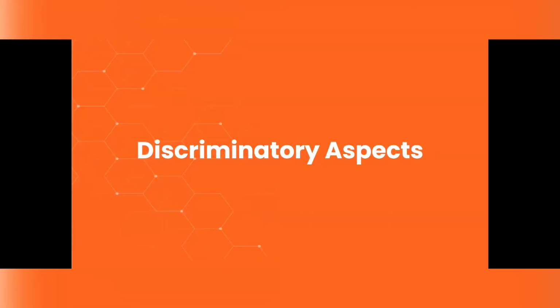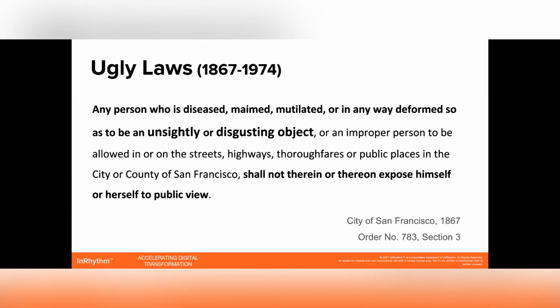Next, we'll talk about discriminatory aspects. In 1867 in San Francisco, the first of what are termed ugly laws was passed. It was illegal to be unsightly or a, quote, disgusting object in public. If arrested for this, you would most likely be institutionalized. And these discriminatory attitudes, especially when codified into law, gave rise to the disability rights movement.